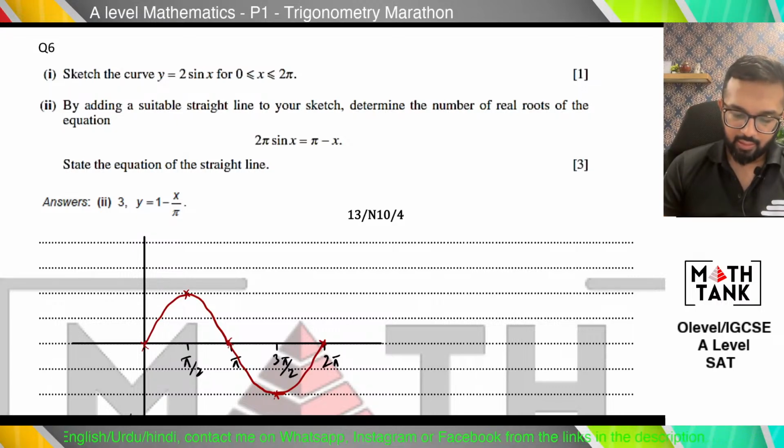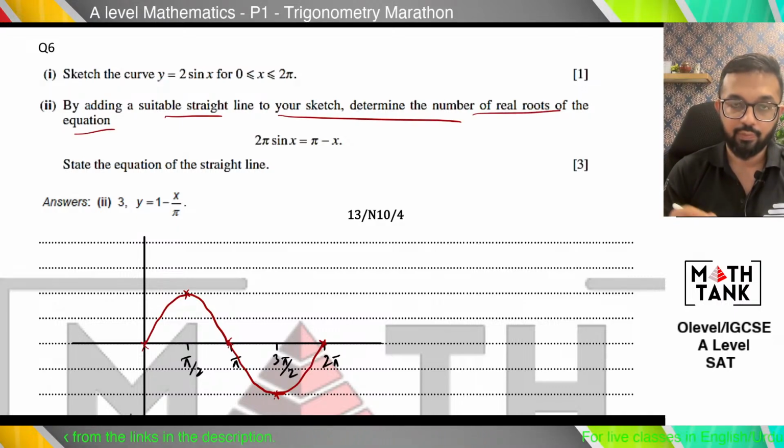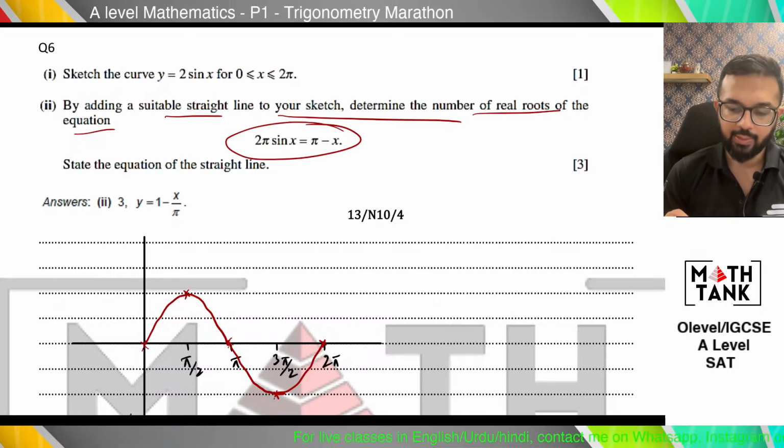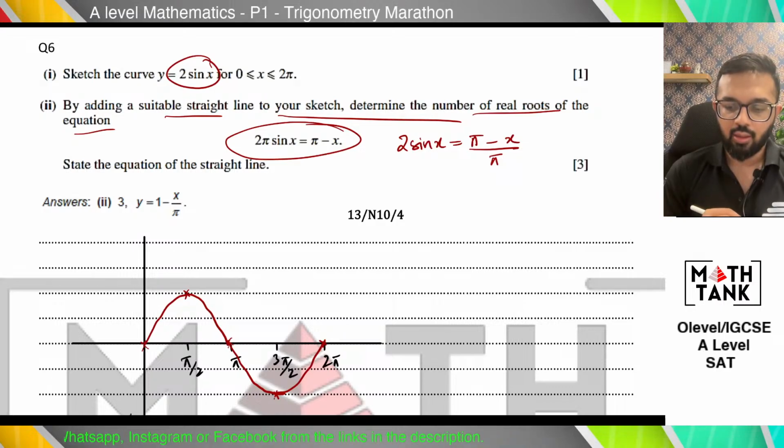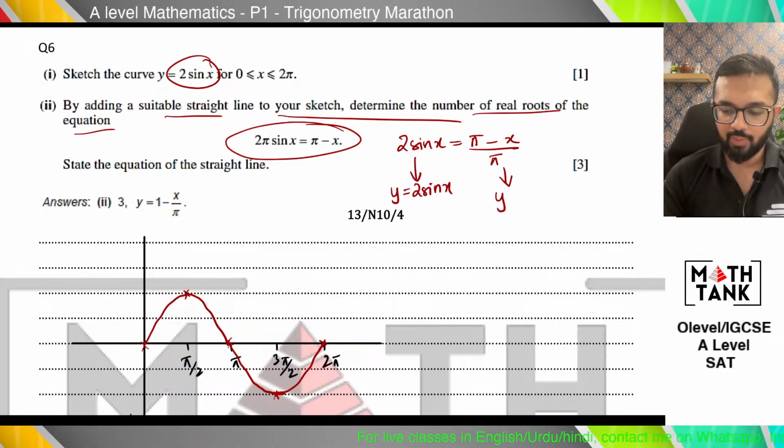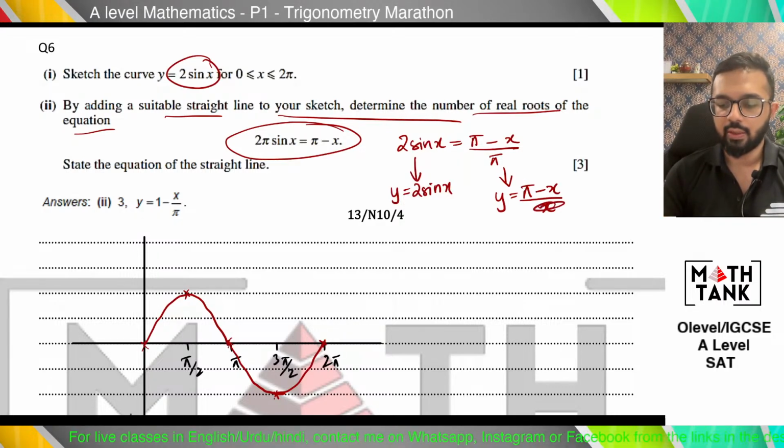Okay, that is the graph of 2 sine x. Then it says by adding a suitable line to your sketch, determine the number of real roots of the equation. Now I see here what I've ended up doing is solving something simultaneously. What curve did I have? 2 sine x. Can I isolate 2 sine x and say that this has to be on the other side where pi is divided? What I know is that one of the curves I've already drawn is 2 sine x. If I draw this other curve on my graph, that means I will be solving simultaneously on a graph.